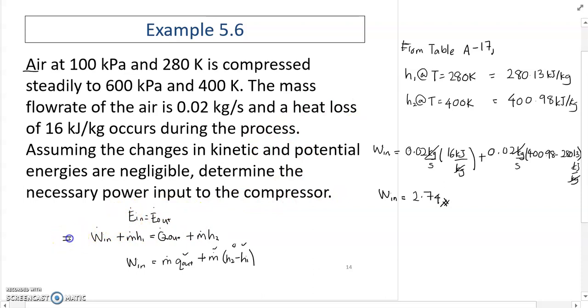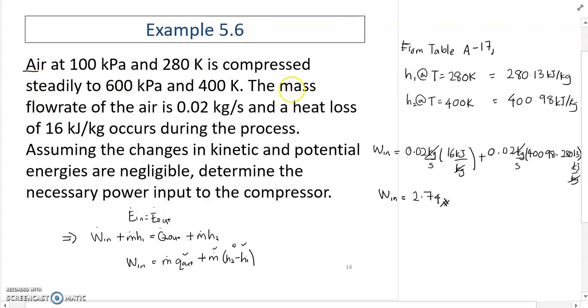First, make a habit of writing down the general energy equation. This is the equation for the compressor. You need to rearrange this term, okay? Because the Q out is given as kilojoule per kg, you need to write it like this, and rearrange so that your power input is at the front. So W dot in is equal to m dot q out plus m dot (h2 minus h1).